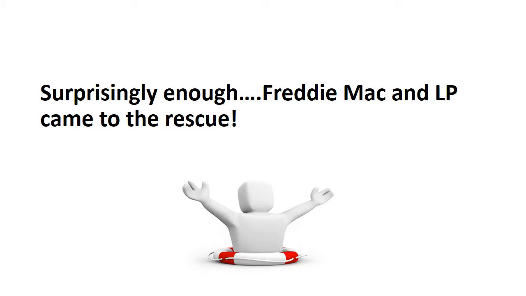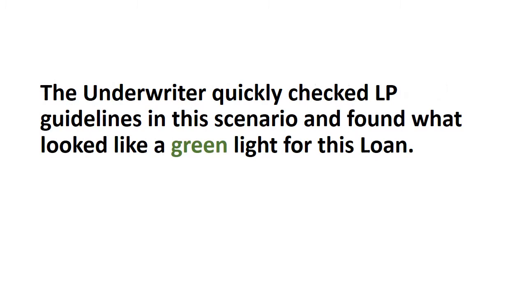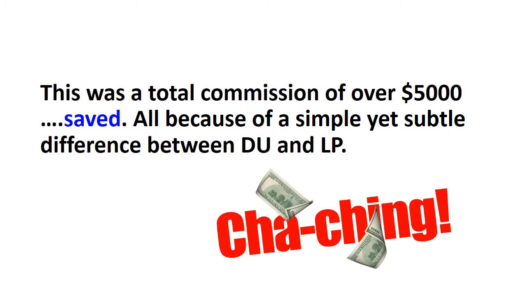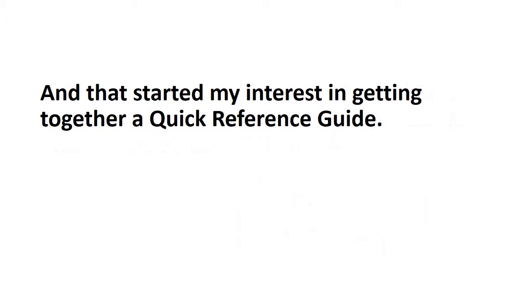Now, surprisingly enough, Freddie Mac and Loan Prospector came to the rescue here. The underwriter quickly checked LP guidelines in this scenario and found what looked like a green light for this loan. We ran LP, and you know what? LP said, pay off the cards at closing, and you can keep your cards open. Deal saved. Now, this was a total commission of over $5,000 saved, all because of a simple yet subtle difference between DU and LP. And that started my interest in getting together a quick reference guide.